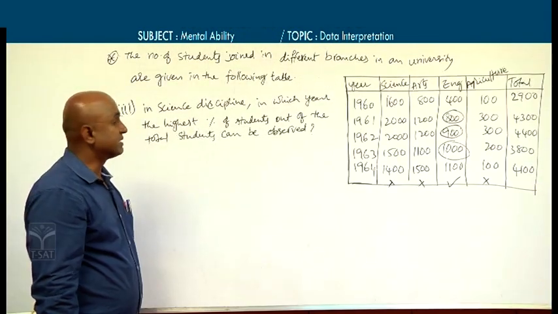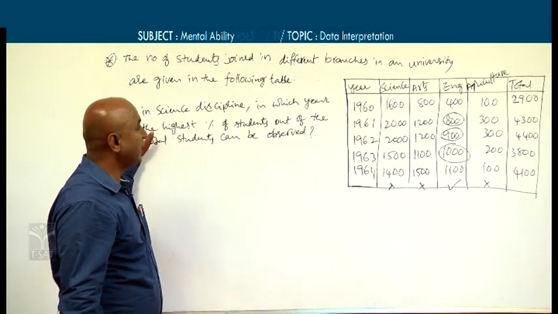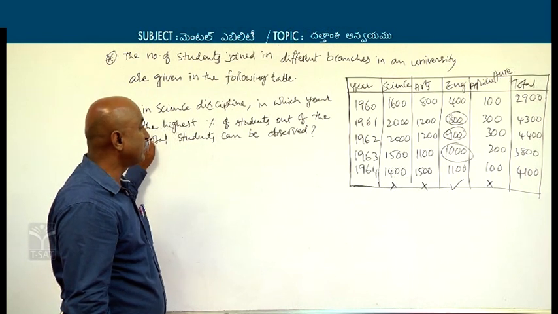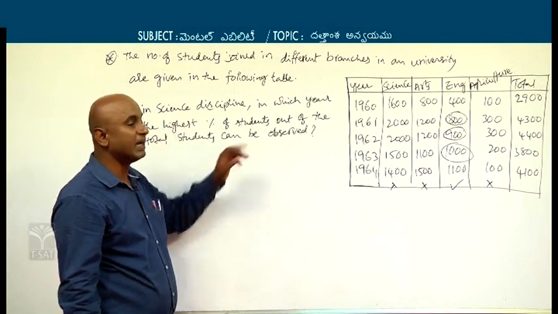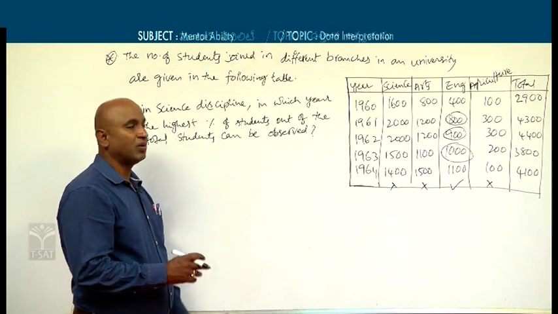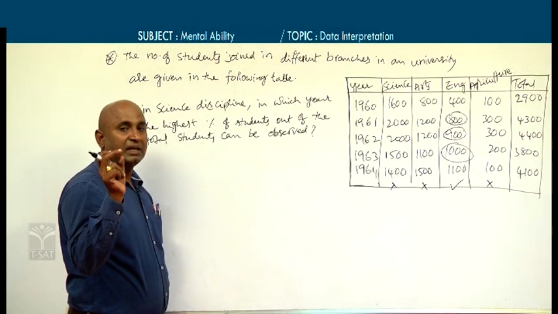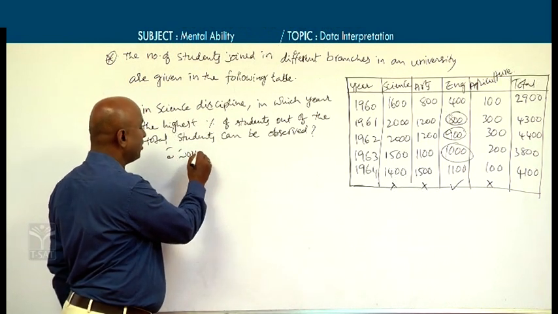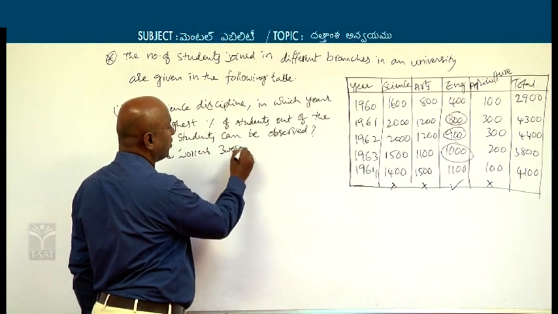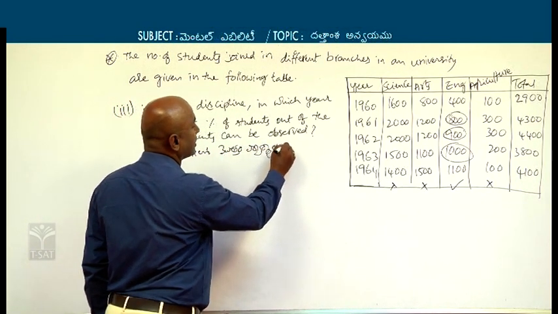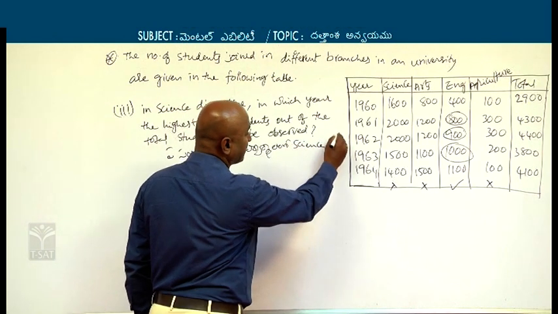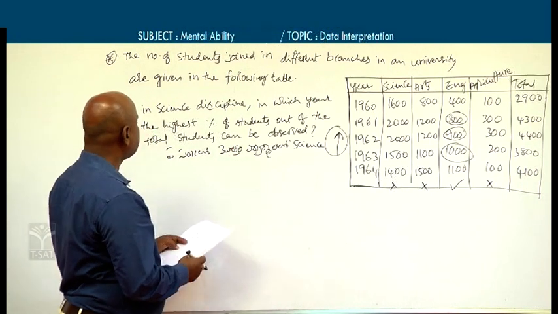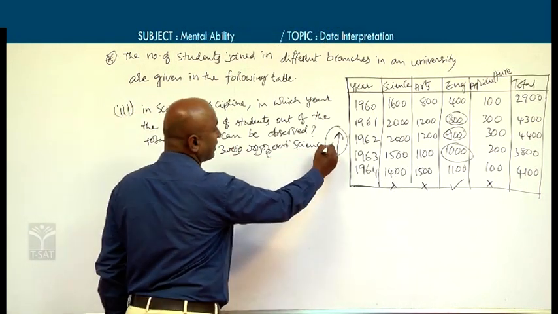The next question is like this. In the science discipline, in which year can the highest percentage of students out of the total students be observed? In which year is the percentage of science students among the total students the highest? He is asking in which year the science students are the highest out of the total students. So, the highest percentage of students.